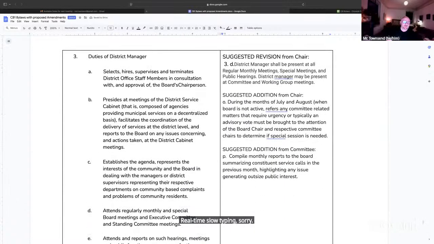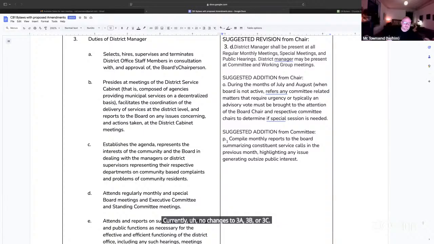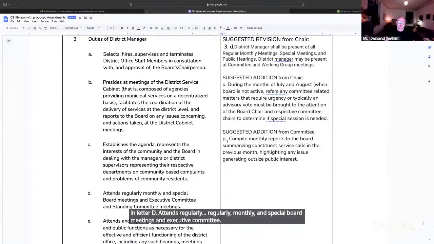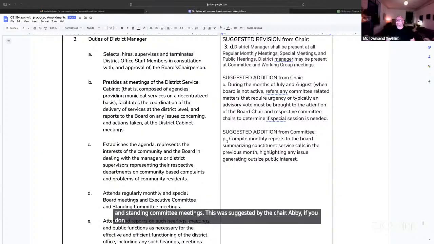Okay, and on the duties of the district manager. Currently, no changes to 3A, 3B, or 3C. In letter D, attends regularly monthly and special board meetings and executive committee and standing committee meetings. This was suggested by the chair. Abby, if you don't mind reading it to save my voice a little bit.